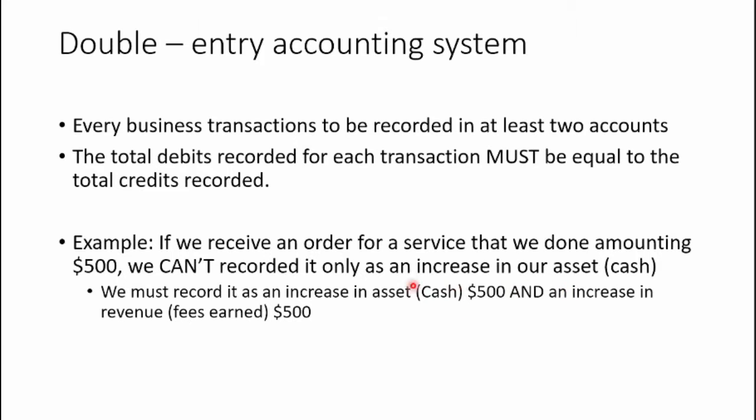So you see, if we just recorded an increase in cash, it will be meaning that we recorded it in single entry, not double entry. If we recorded this case as an increase in asset and also in revenue, we recorded it according to double entry accounting system.